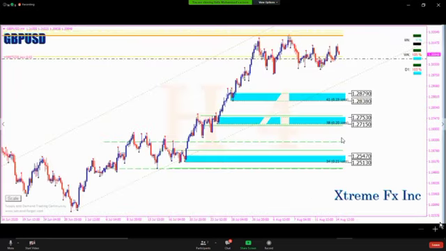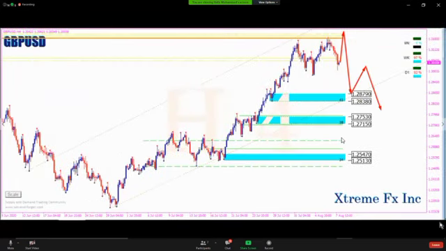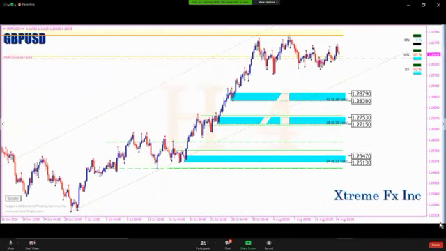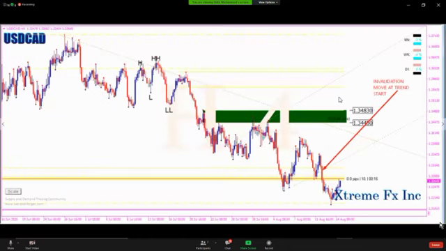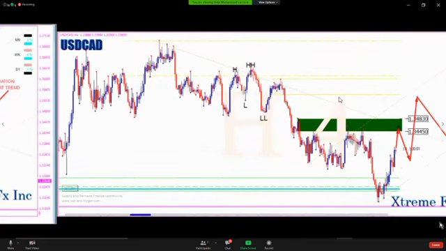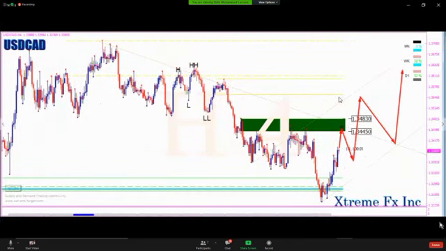So we can see GBPUSD. This one didn't give us any good reaction as expected, but I still expected a retest of these highs here, and then I expect the price to drop down and try to realign itself. This was an unvalidated setup. So I'll share with you guys my channel where you can see all this analysis that I always drop there.